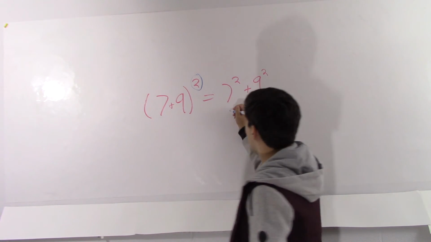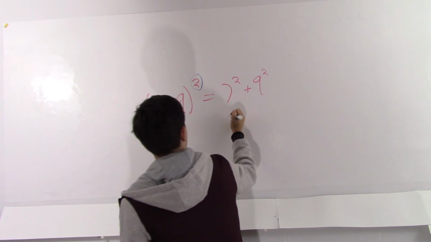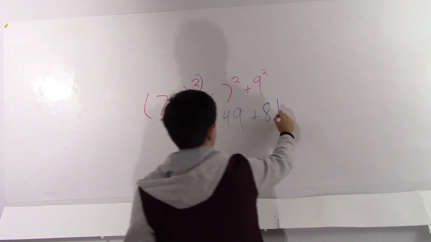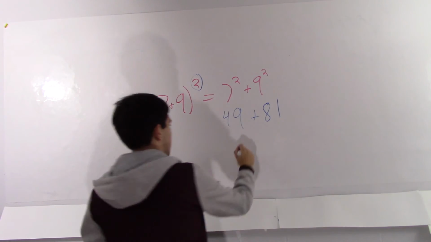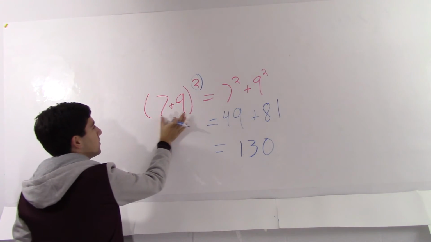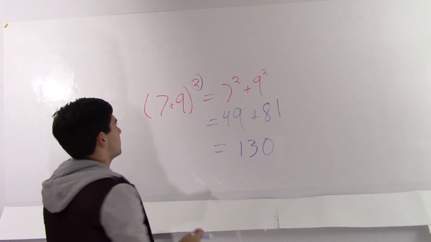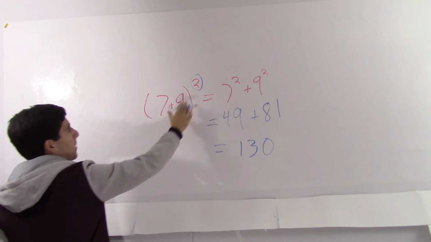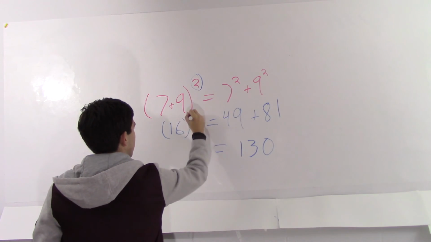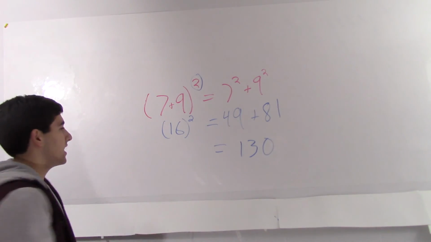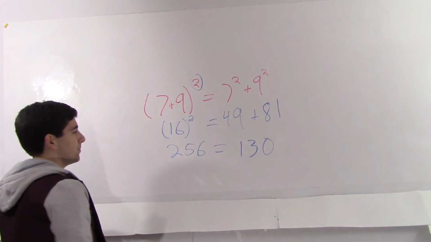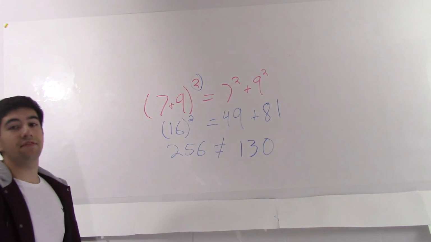The best way to handle this is to go into your calculator or do the math yourself and solve. So we know 7 squared is 49. 9 squared is 81. 49 plus 81 is 130. On this side of the equation, 7 plus 9 can be added because it's in the parentheses. And based on PEMDAS, we would do that before we distribute the exponent. So 7 plus 9 is 16. 16 squared is 256. Despite these equations looking equal, they do not equal each other, and it is a false statement.